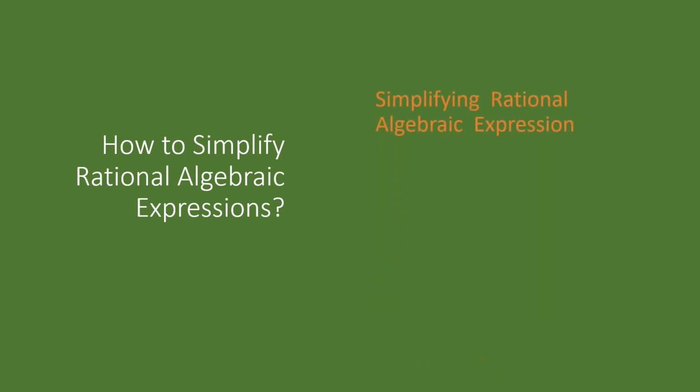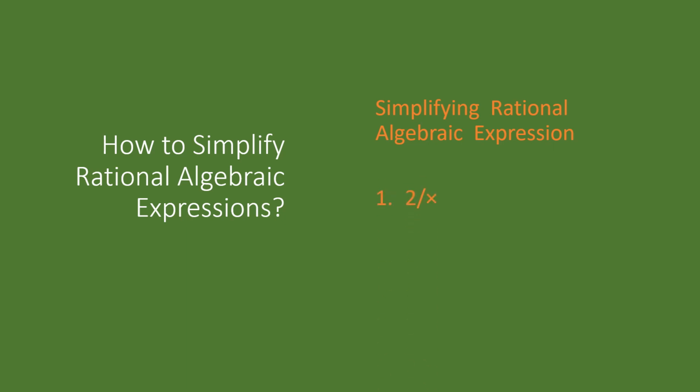To simplify rational algebraic expressions means to eliminate common factors. I have here 2 over x. Is there any common factor of the numerator and denominator? No, this is already in simplest form. Another one, 3 over x plus 5. Again, there is no common factor here, so this one is also in simplest form.